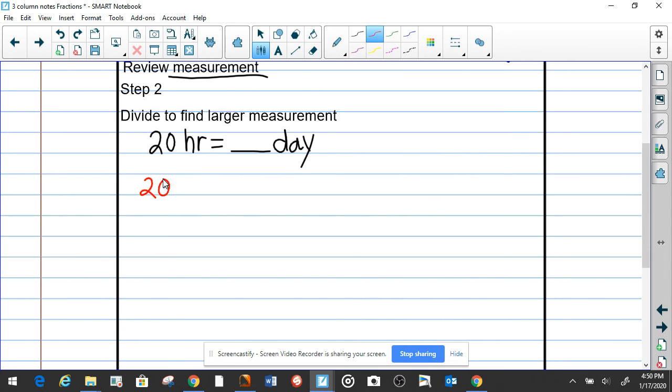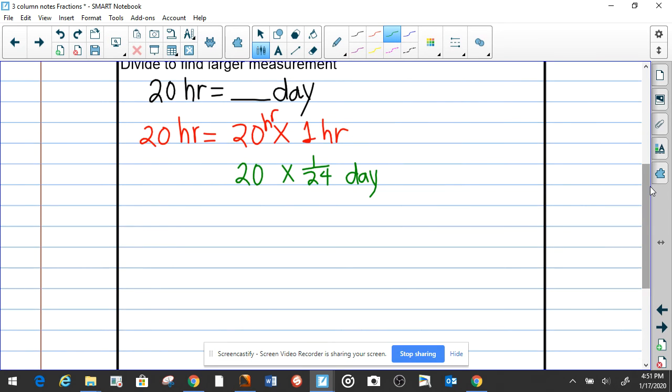So we write again 20 hours equals 20 hours times 1 day. No, 1 hour. My apologies. 1 hour. So this is 20 hours. Okay. Again, the reason we do that is because when we rewrite the problem, we multiply by, now we're going to convert this one into days. So 1 hour is 1 out of 24 hours. And that's going to help us find the answer for this problem.